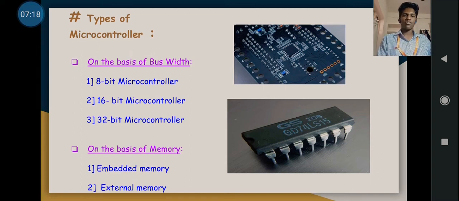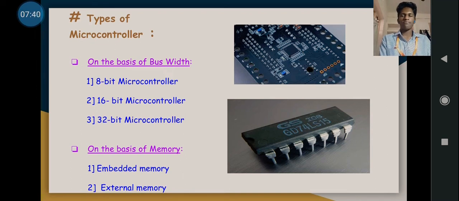So next, the types of microcontrollers. They are classified based on bus width, memory, architecture, and various other things. If we talk about bus width, there are three types of microcontrollers: 8-bit microcontroller, 16-bit microcontroller, and 32-bit microcontroller.